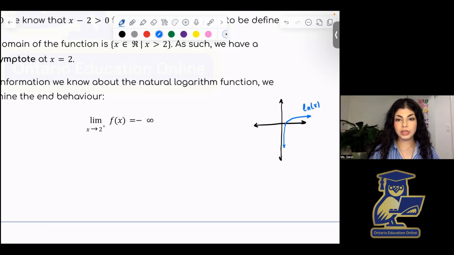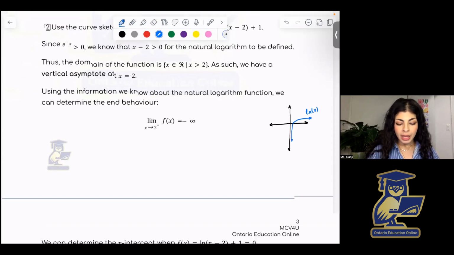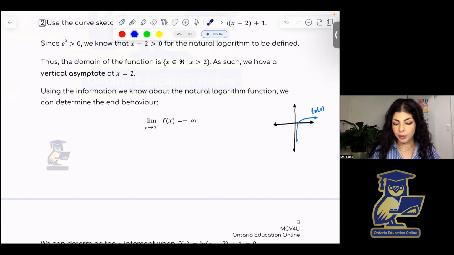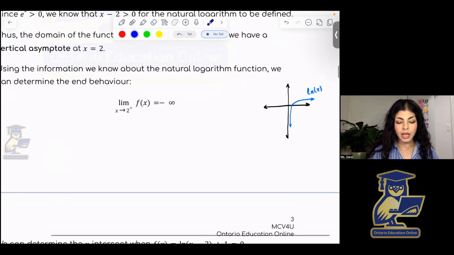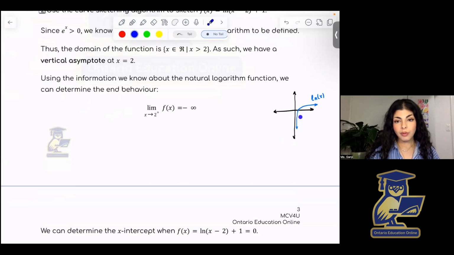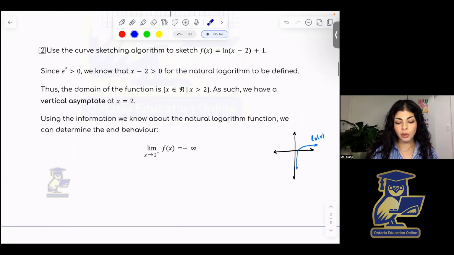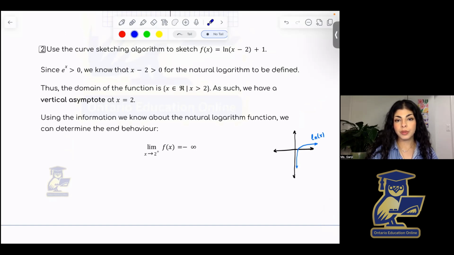Now consider this is just natural log of x. Consider this move 2 units to the right and 1 unit up. And so then we are considering the limit as x is approaching 2 from the right, it's going towards -infinity. And that's exactly what we see here. And we only have a one-sided limit here because that's what our function is defined for, x is greater than 2.